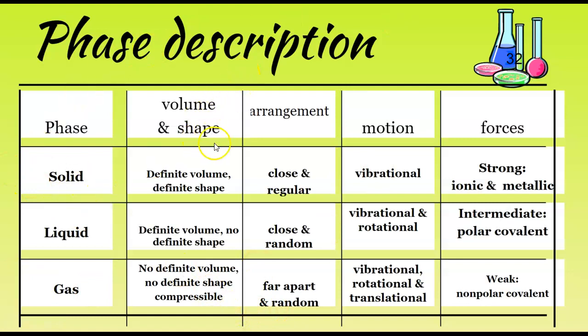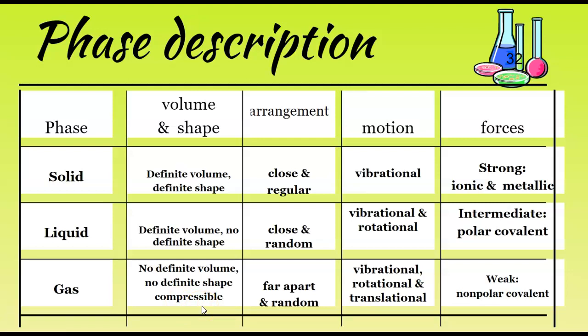Looking at volume and shape. Solids have a definite volume, definite shape. Liquids have a definite volume, no definite shape. And then gases, no definite volume, no definite shape, and they are compressible. You can swoosh them together.